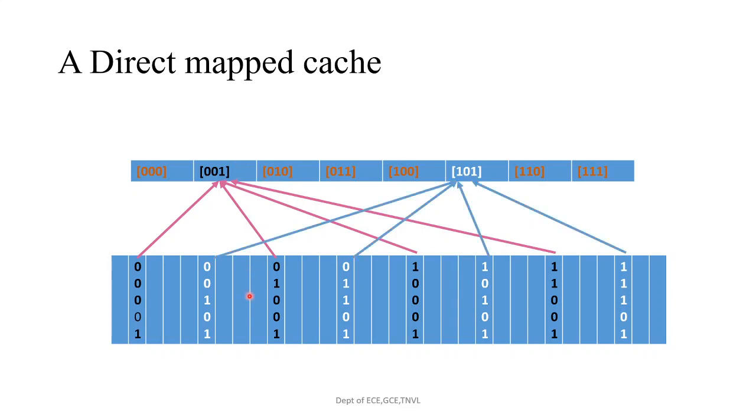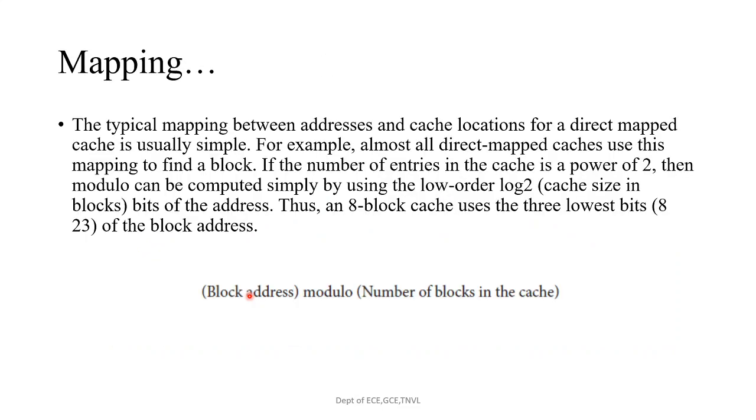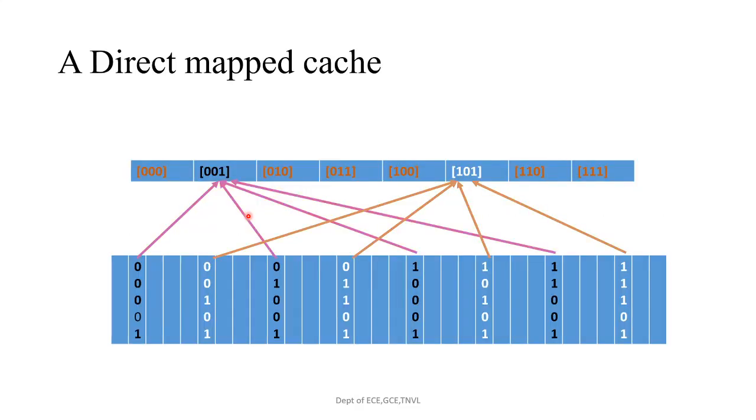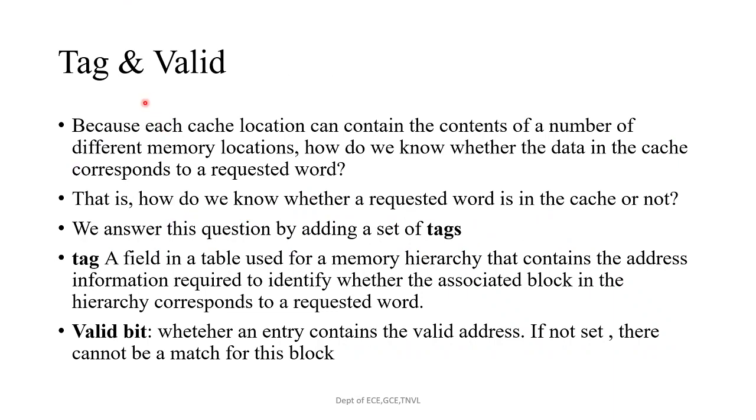So, as in the previous line, we can take the block address modulo the number of blocks in the cache, and use this formula to map to the cache, or simply say the lower order log 2 of cache size in blocks bits of the main memory address. If we take these lower order bits of the address, then we can easily map the main memory to the cache memory. This is one simple way. And these are the important terms associated with direct mapping.